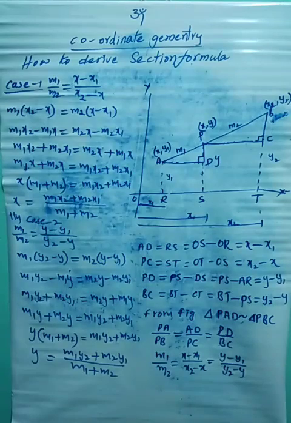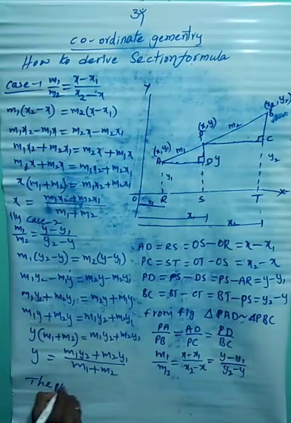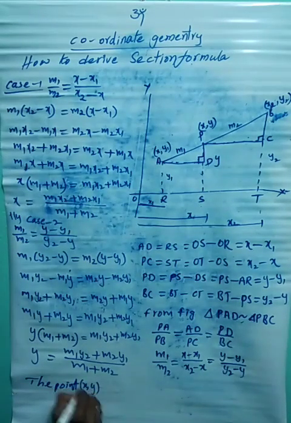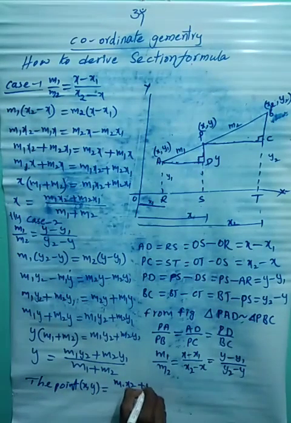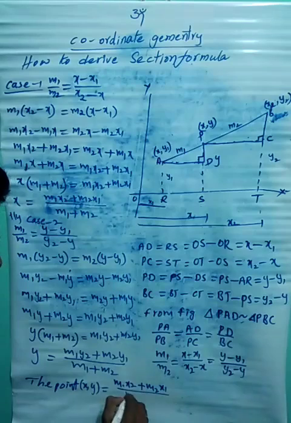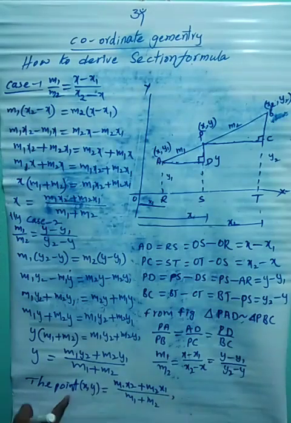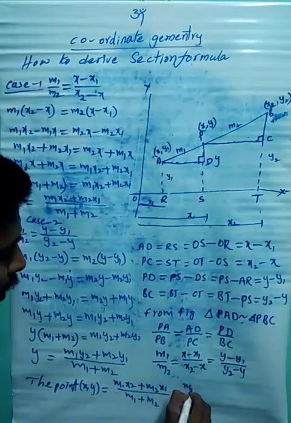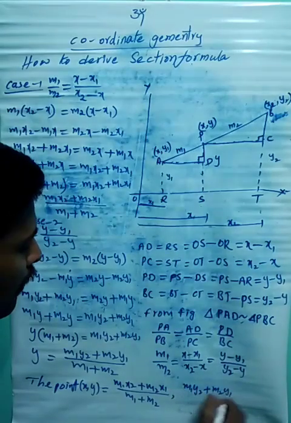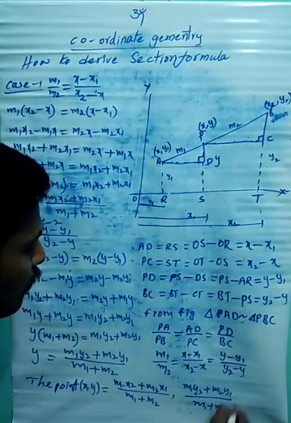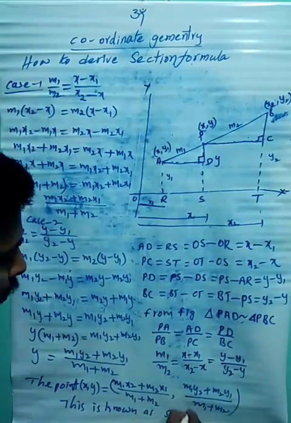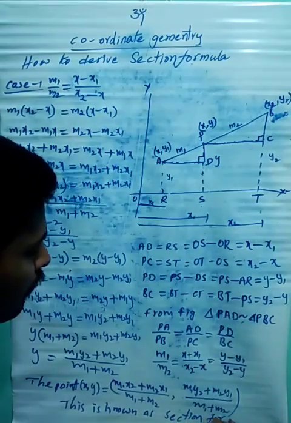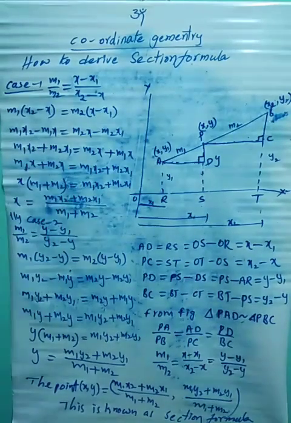Now writing the coordinates of the point X comma Y is equal to: X value is M1 X2 plus M2 X1 by M1 plus M2, comma, the Y coordinate is M1 Y2 plus M2 Y1 by M1 plus M2. This is known as the section formula.